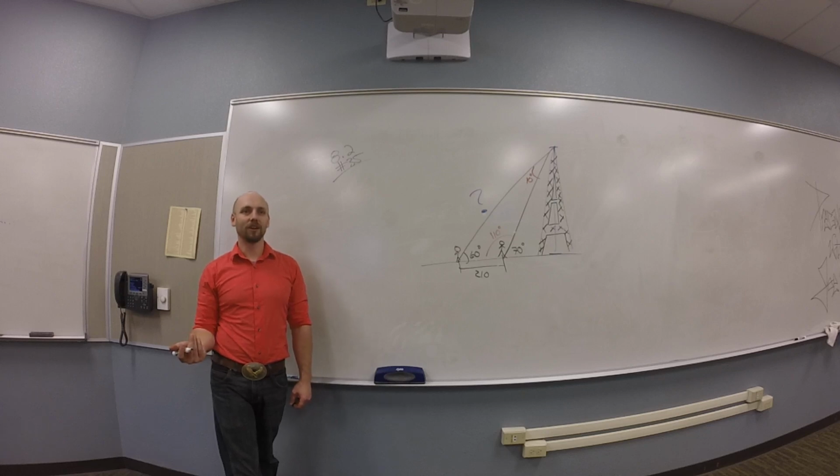Why can't you use a sine or a cosine? Because it's not a right triangle. This is not a right triangle.